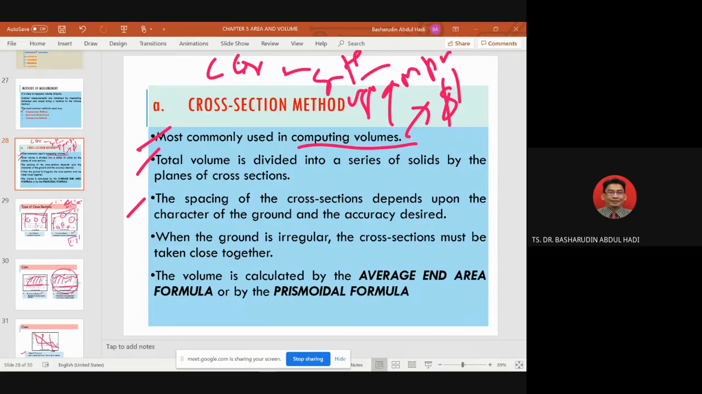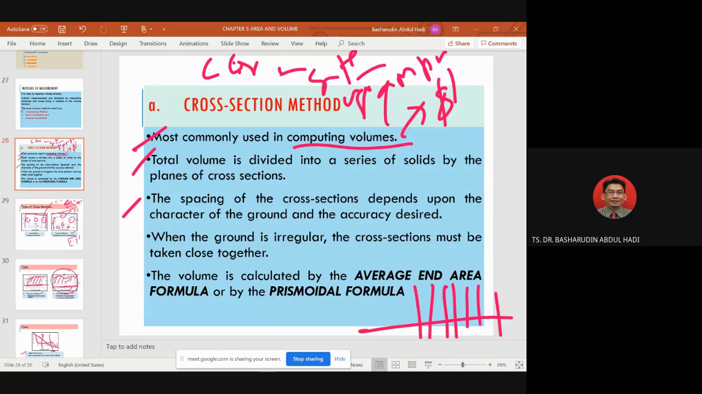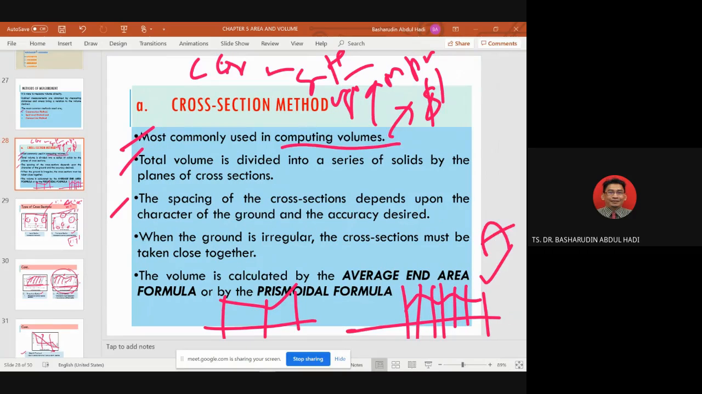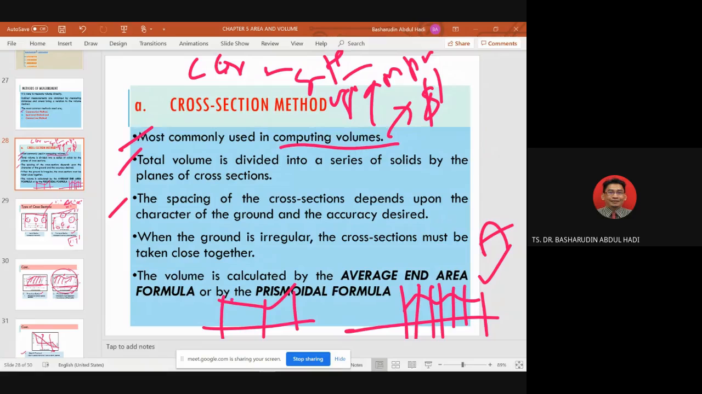For example, the spacing of the cross sections depends upon the characteristics of the ground and the accuracy desired. So if you have a cross section like this, you can get this value. And for another one, you have this one, just 3 readings, so you get this one on the same side. So this one is more accurate compared to this one, because we don't have this data. We don't have this data. So we want this, we don't want this. This one is accurate. This one is less accurate.